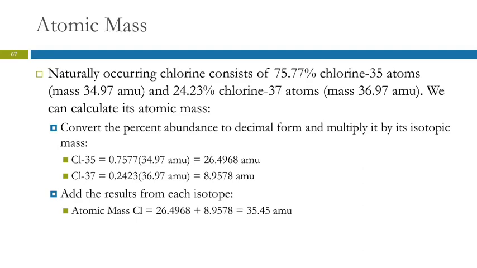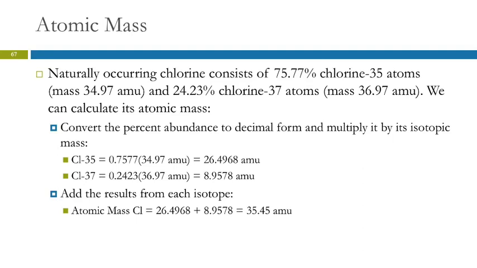Naturally occurring chlorine, 75.77%, chlorine 35. That's its mass. The mass of the individual isotope is going to be very close to the mass number. Not exactly the same, but very close. 24.23%, chlorine 37. And so then we can calculate the average mass, or the atomic mass of chlorine.